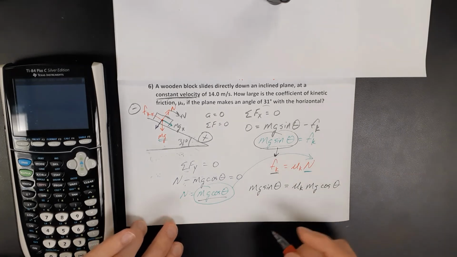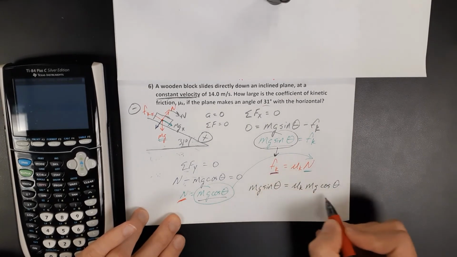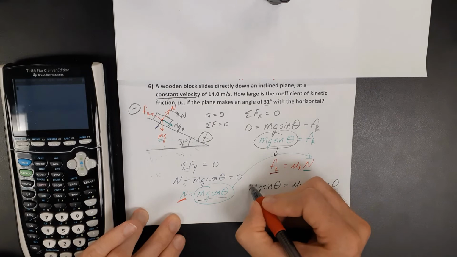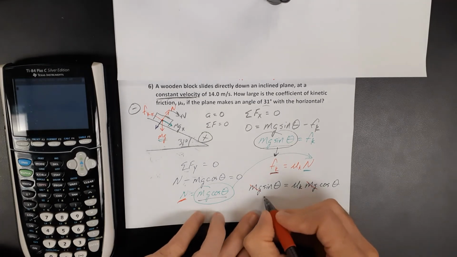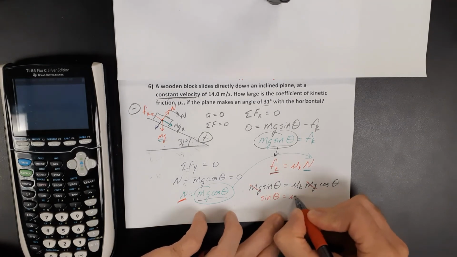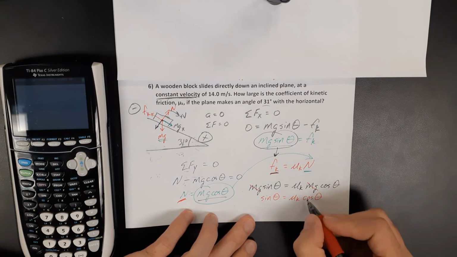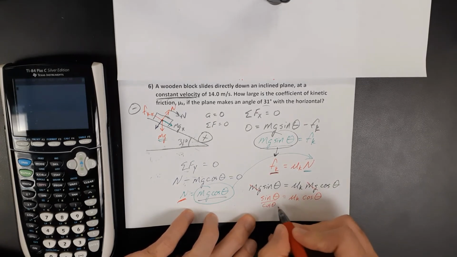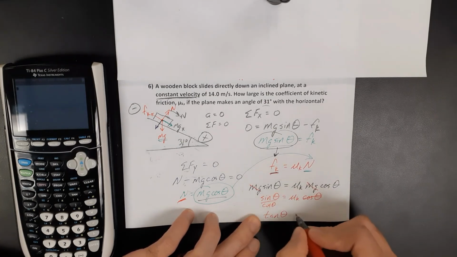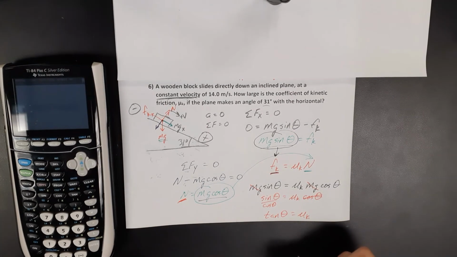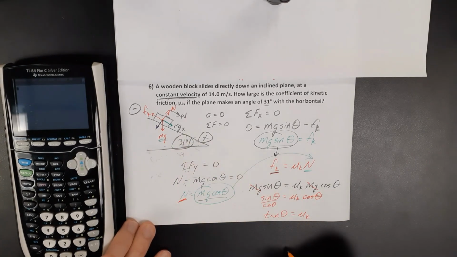Now, at this point, I've eliminated these variables. The normal force is no longer here. The force of friction is no longer here. And now we have mg on both sides of the equation, so the mass is eliminated as well. We're left with sine of theta equals the coefficient of kinetic friction times the cosine of theta. If I divide both sides by cosine so that it cancels out, sine divided by cosine is the tangent. And so the tangent of this angle equals the coefficient of kinetic friction.